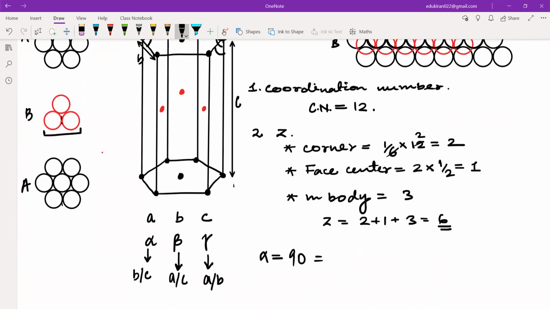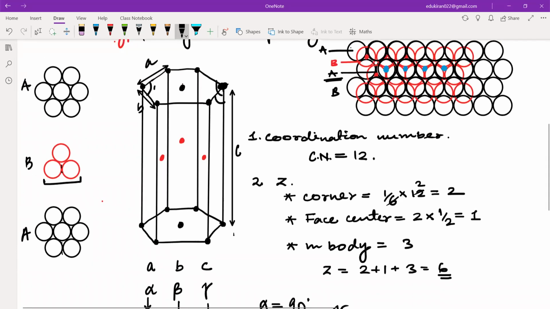Then again we have beta angle. Beta is between A and C. So C is again the wall, and A is again the ceiling, right? The edge that is present in the ceiling, then again 90 degrees. Then when I look at gamma, gamma will be equal to 120 degrees because it is a hexagon, right? This is gamma angle. Fine.